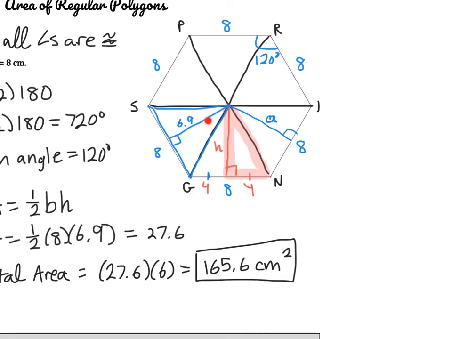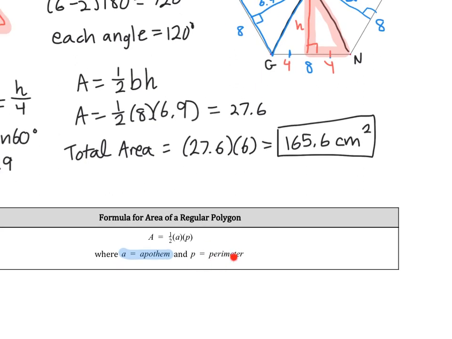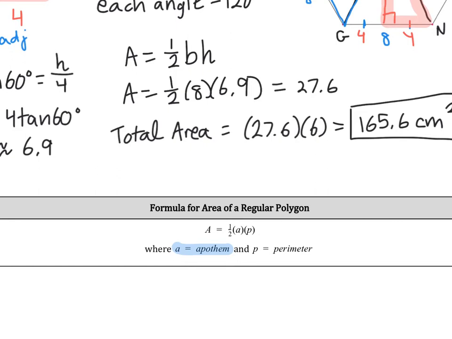So if you can find the apothem, or if you're given the apothem, and then you know the perimeter, so you just add up all of the sides, you can use this formula, 1/2 times A times P, to help you find that area. So it can save you a lot of time, but sometimes you do have to do a little bit of work to find either the apothem or the perimeter, and a lot of that is going to involve some trigonometry. But let's see if we can practice using this formula in a couple of examples.